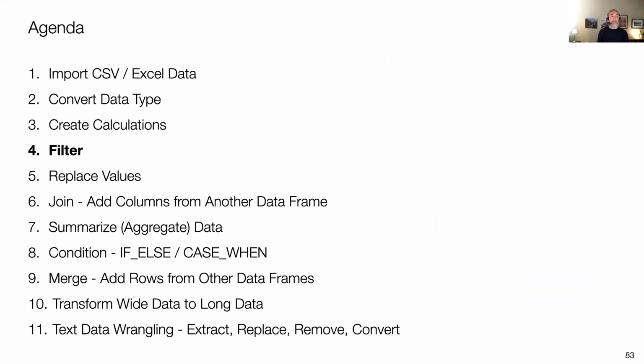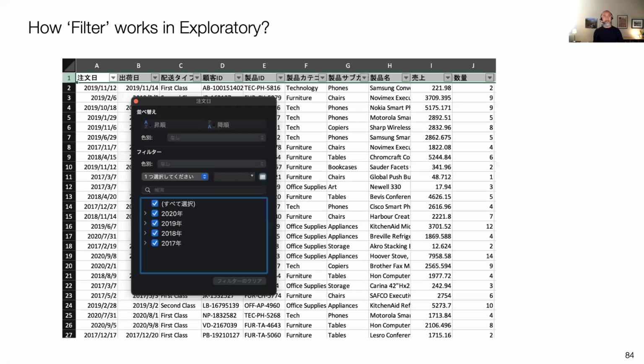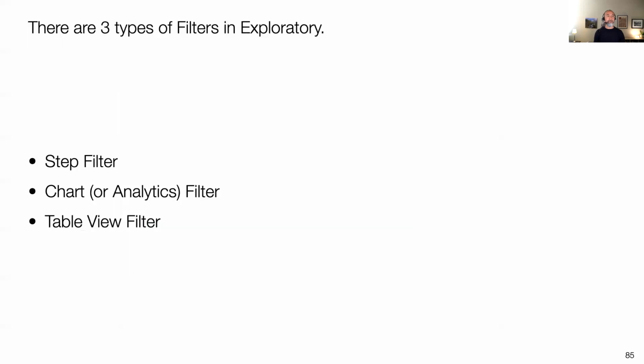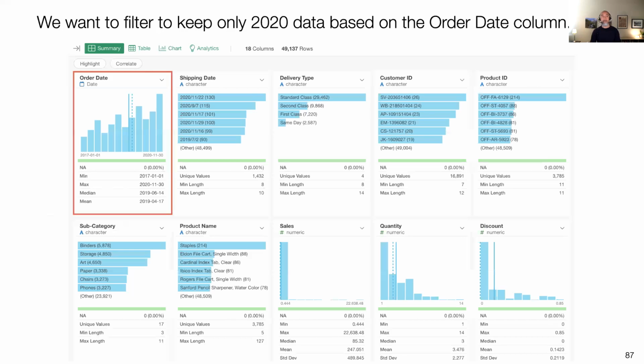The filter I want to cover. The filter is something you do all the time in Excel. But there are three types of filters. There are still more, but I think these are the main ones you see. So step filter, chart filter. This chart filter can be used the same. Analytics also has a similar filter as well. And the table view filter. So let's start with the step filter.